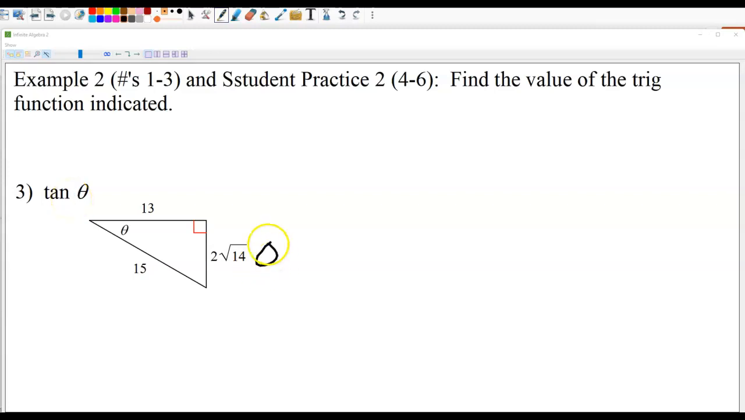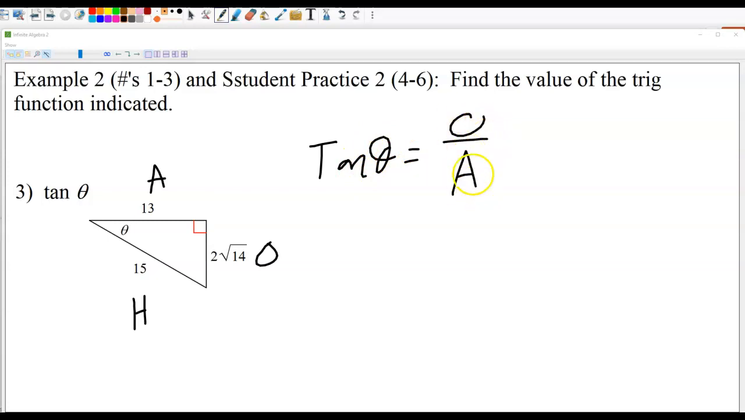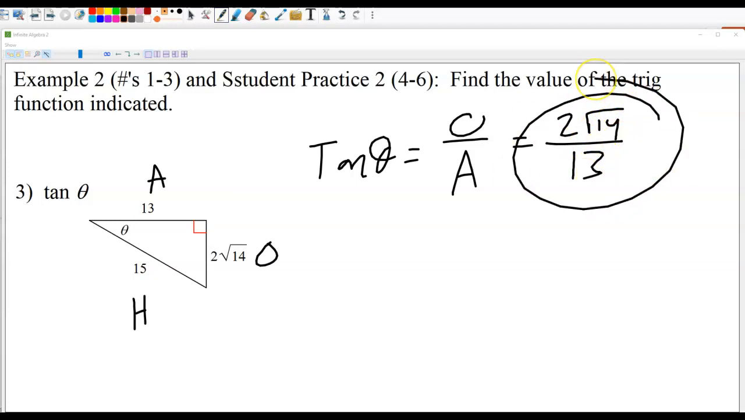We have opposite, adjacent, and hypotenuse. Tangent, according to SOHCAHTOA, is opposite over adjacent, and therefore it would be 2 radical 14 over 13. Now sometimes, just so you know, you can reduce these. Like if you had 2 over 13, you could reduce those, but not in this case. 2 and 13 don't reduce, but it is possible sometimes.